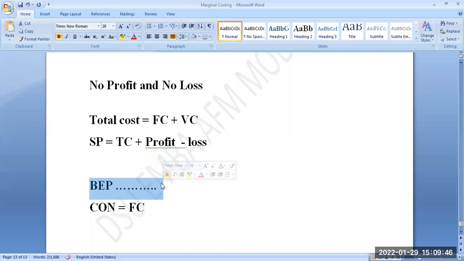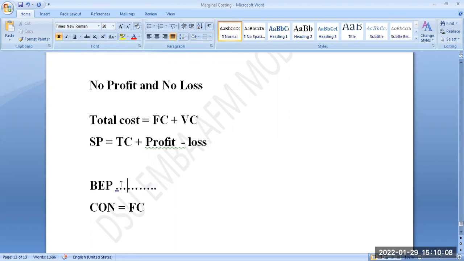How do we find out the break-even point? Why do we find out a break-even point? At least I have to operate to that level so that I can manage all my expenses without burning my fingers, without taking my capital out, without eroding my capital. That's the minimum level of operation.